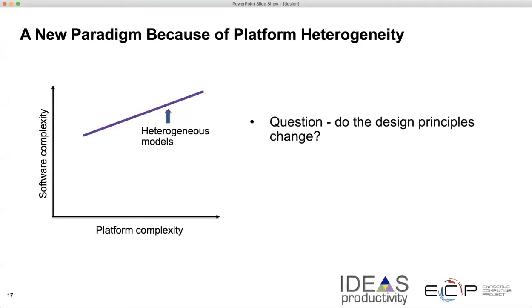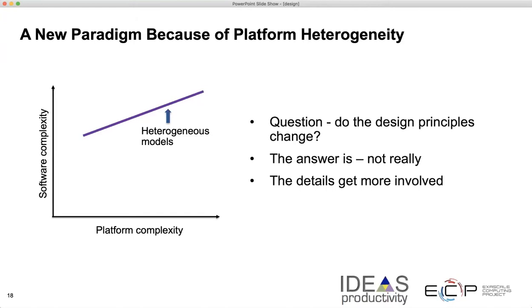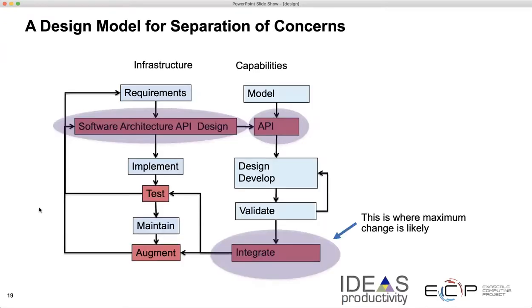Okay. Now we move to the new paradigm because of platform heterogeneity. And the question is, do the design principles change? And the answer is not really. It is only that the details get more involved. The changes that happened are in the APIs, because the API becomes more finer grained. It has to become more finer grained for both the infrastructure side and the physics side. But really, the maximum change is likely to occur where the integration is happening between the infrastructure and the API.